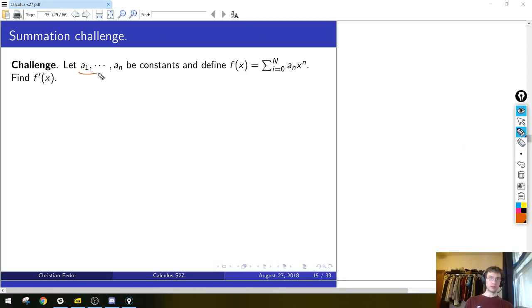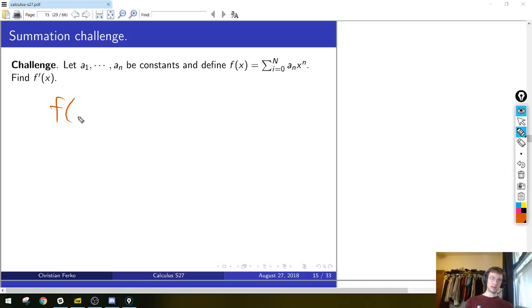So I hand you a bunch of constants. These are just numbers that don't depend on x. They could be, I don't know, 5 or 11 or something. So if you have a bunch of constants, and then I take this polynomial, this is just a polynomial from n equals 0 to capital N, a sub n x to the n.